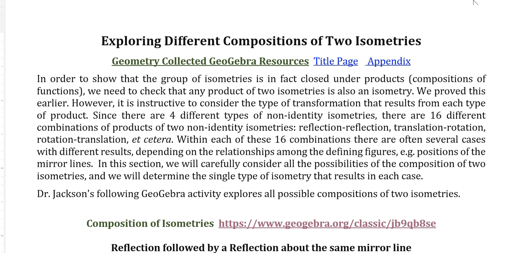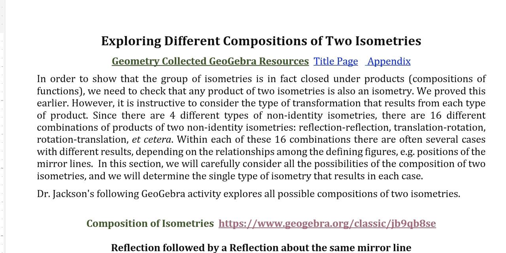In this section, we will carefully consider all the possibilities of composition of the two isometries, and we'll determine the single type of isometry that results in each case. And we're going to be using GeoGebra to help us out, and I've made a pretty comprehensive GeoGebra activity that covers all of these cases and subcases. And here's the link to it. So let's dive in and take a look at that.